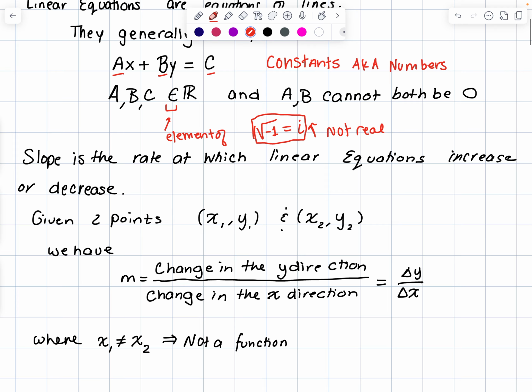We also know that the slope of a linear equation is consistent, and it's the same for the entire equation. So if we are given 2 points, we can always calculate the slope. The slope is the rate at which the linear equation increases or decreases. Slope means change. It is the change of how each point is increasing or decreasing depending on where you're traveling along that line.